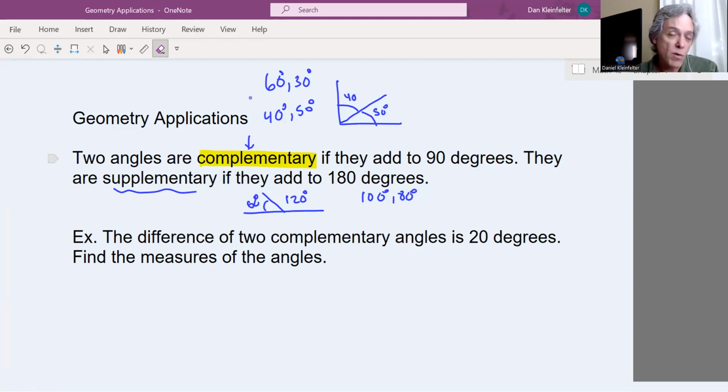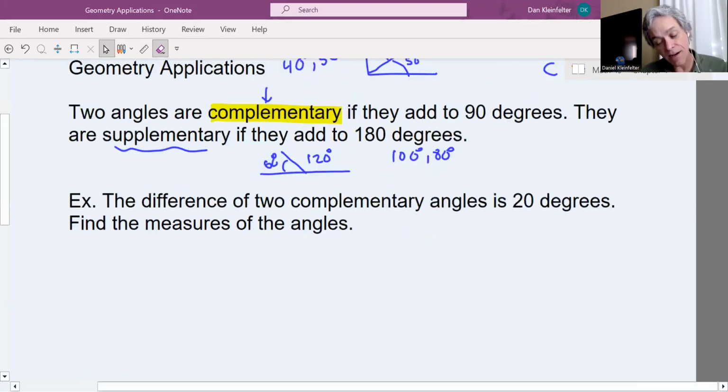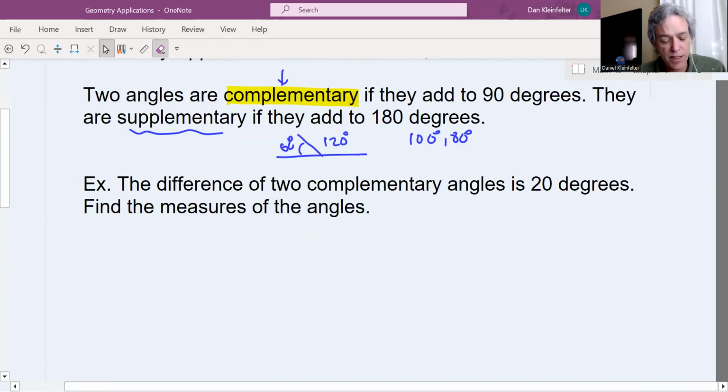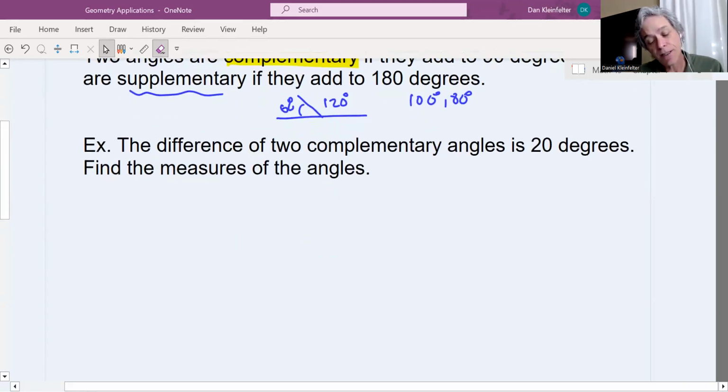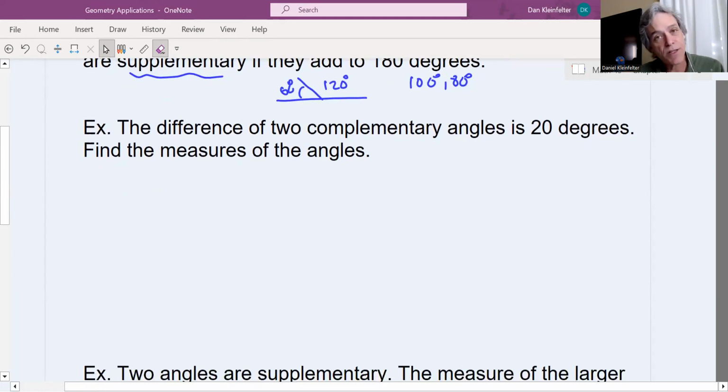Also, if you have trouble remembering which one's complementary and which one's supplementary, what works for me is to remember that 90 is less than 180. In the alphabet, C comes before S. So I can associate the C with the 90 and the S with the 180. Okay. All right. So that's the background we're going to need to help us answer some of these questions. So here it says the difference of two complementary angles is 20 degrees. We're to find the measures of the angles. So I'm going to let X and Y be the two angles.